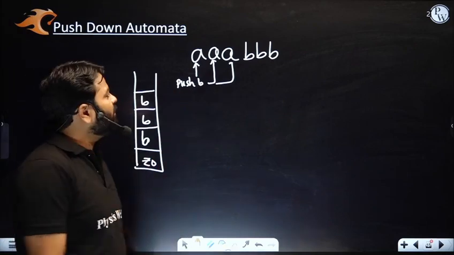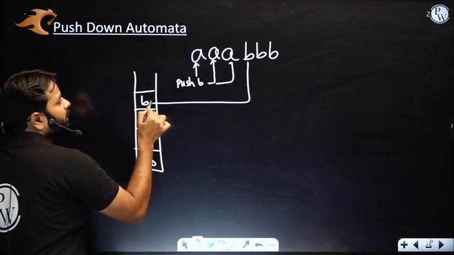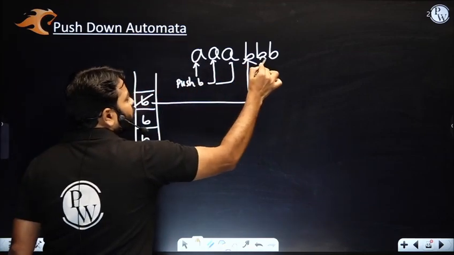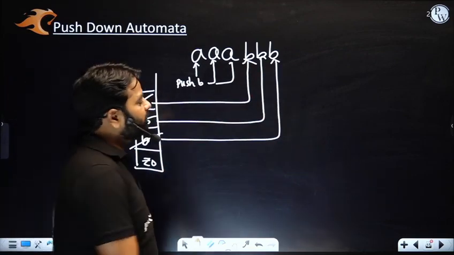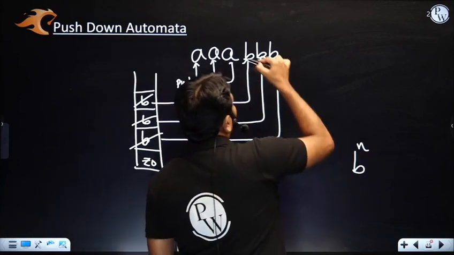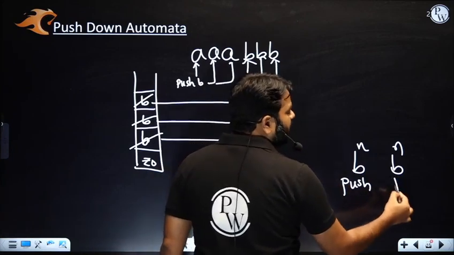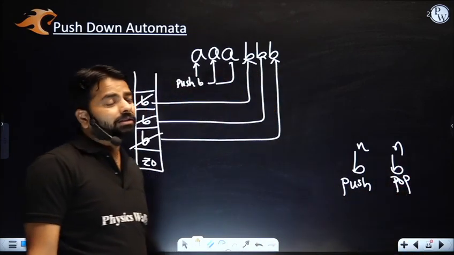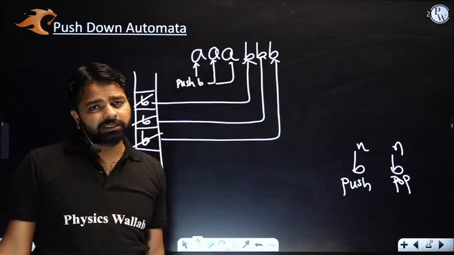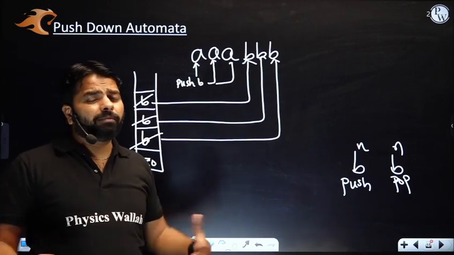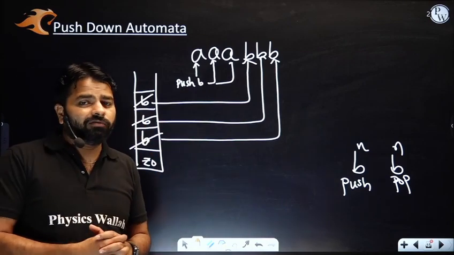That I can decide. When the B comes, previously I was popping A, but now I will pop B. I know what I am doing. This is my logic, right? I can push B, but at the end of the day, I am comparing A's and B's. For the first A's, I will push B's, and for the remaining B's, I will pop the same number of B's to understand the logic between these A's and B's. Because the logic is number of A's equal to number of B's. Sometimes the number of A's is less than the number of B's, the logic will change, not the same logic, but you will have a similar kind of comparison.